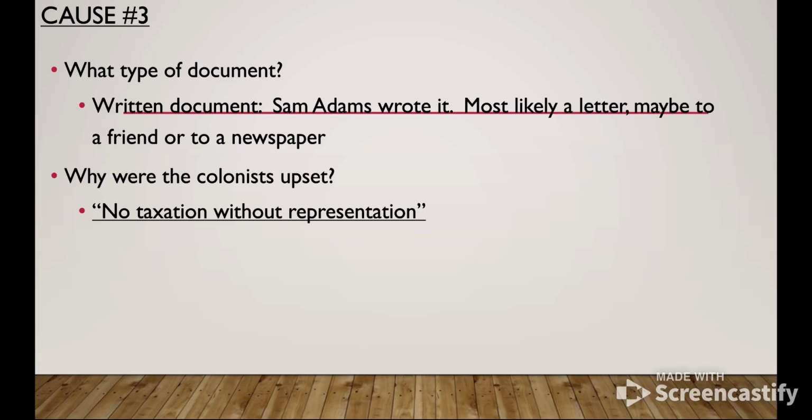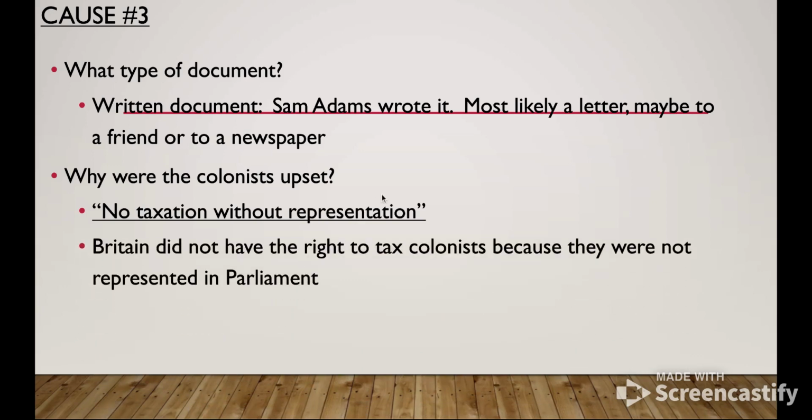of this phrase, which says "no taxation without representation." You may have heard this before. If you haven't, no big deal. I'm going to explain what it means. What this means is Sam Adams and the colonists are arguing that Britain did not have the right to tax colonists because they were not represented in Parliament.